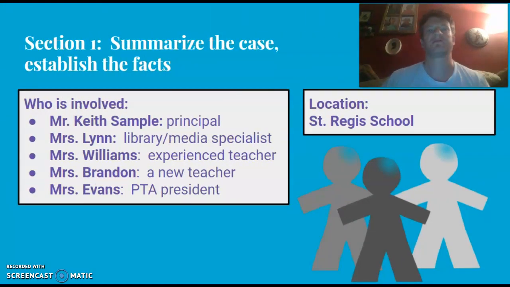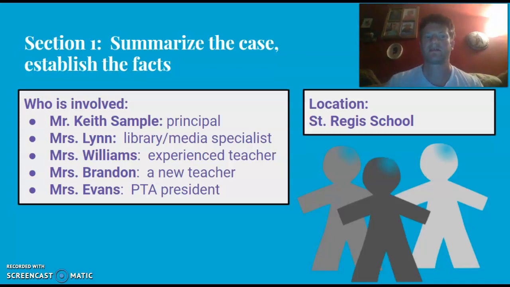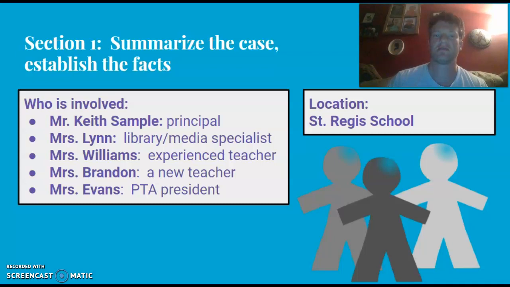Alright, so Section 1 has summarized the case and established the facts. So who's involved? We have Mr. Keith Sample, who's the principal, Miss Lynn, who is the library media specialist. She is also in charge of the school's computer labs. Miss Williams, who's an experienced teacher, Miss Brandon, who's a new teacher, and Miss Evans, who's the PTA president. The location for this case is St. Regis School.